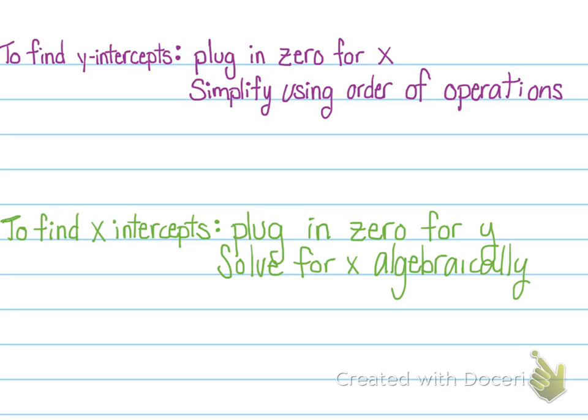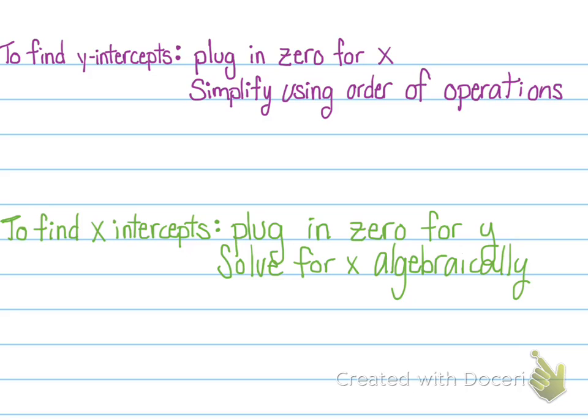Another thing you would possibly want to find are x-intercepts. You're going to do this by plugging in 0 for y. But this one you're going to have to solve for x algebraically. You can't just simplify and get the answer like you can with y-intercepts. So just a few reminders on how to find x and y-intercepts.